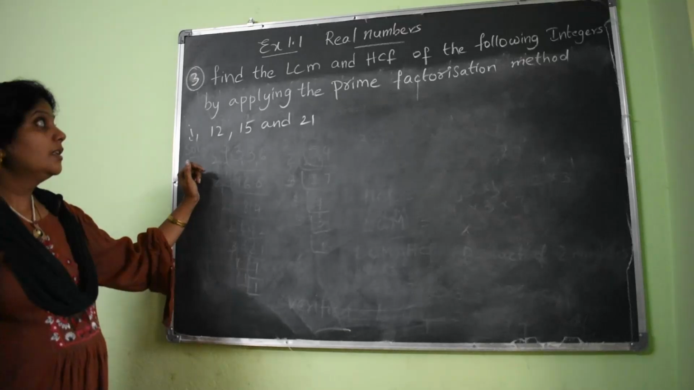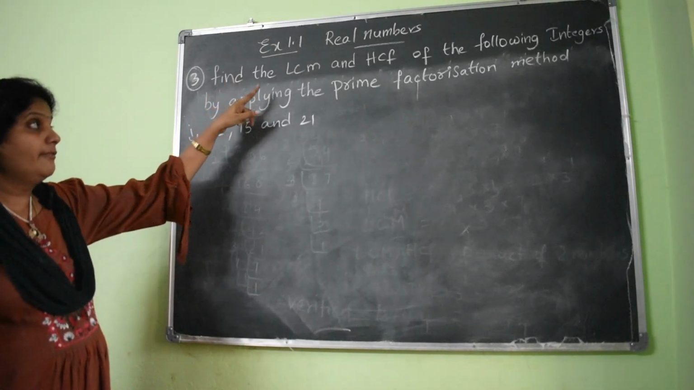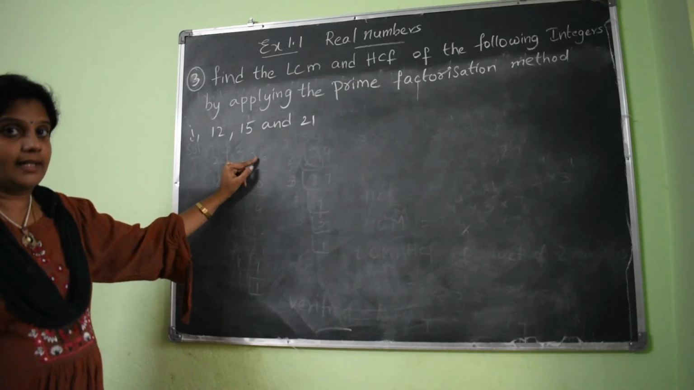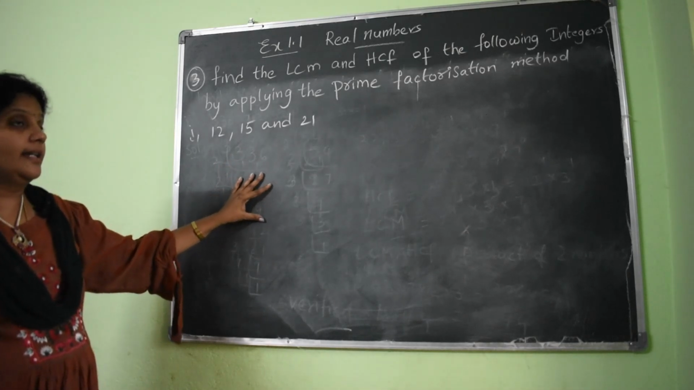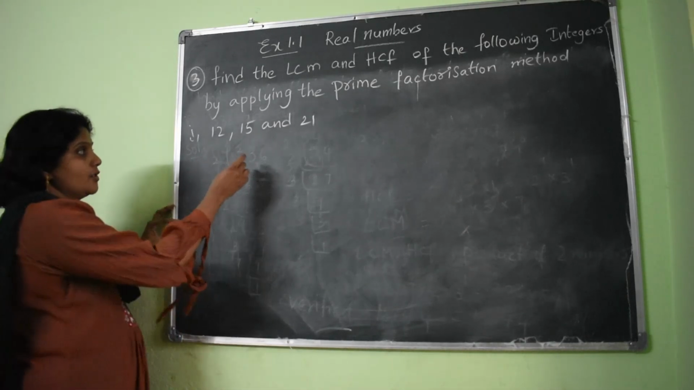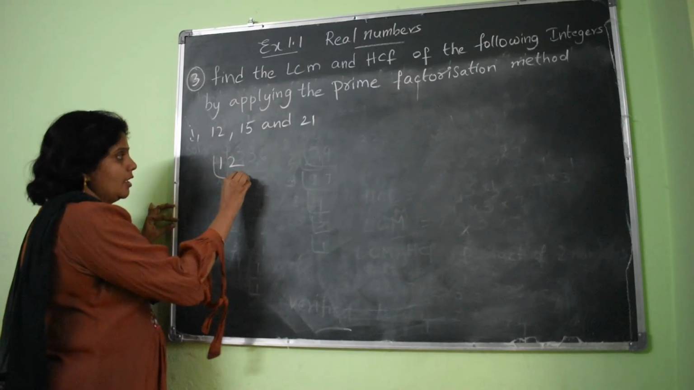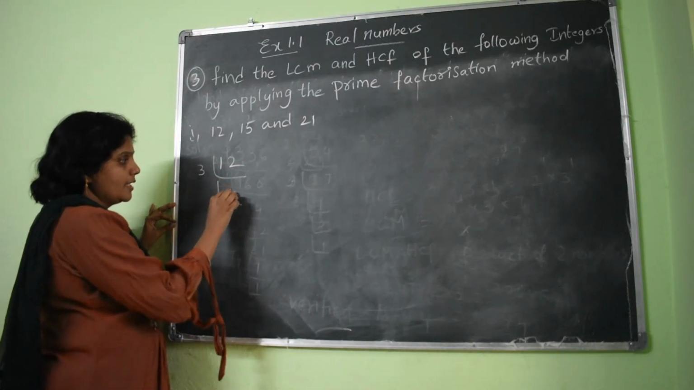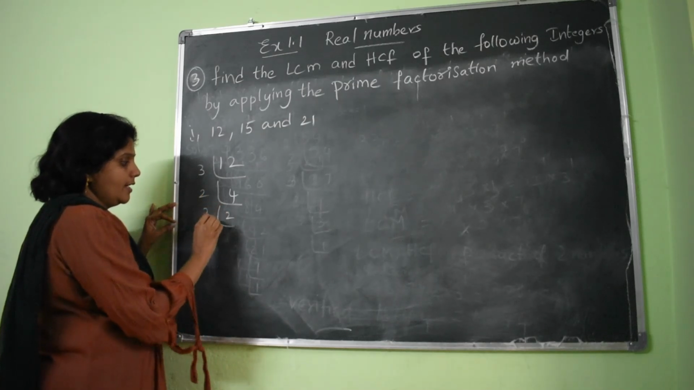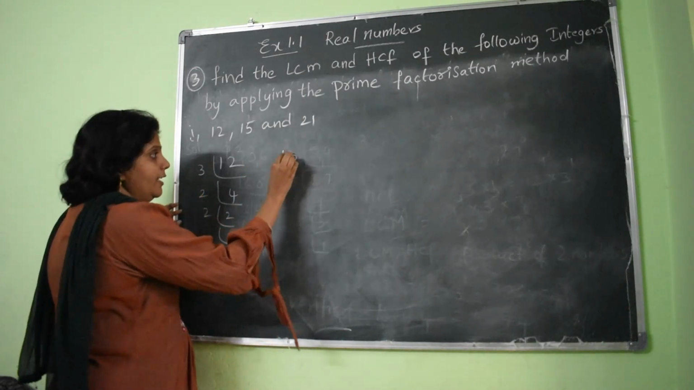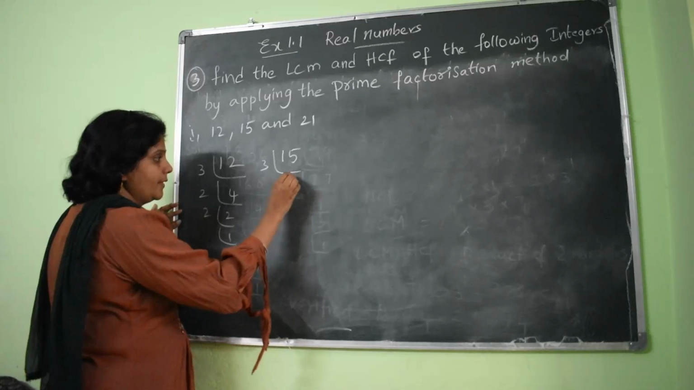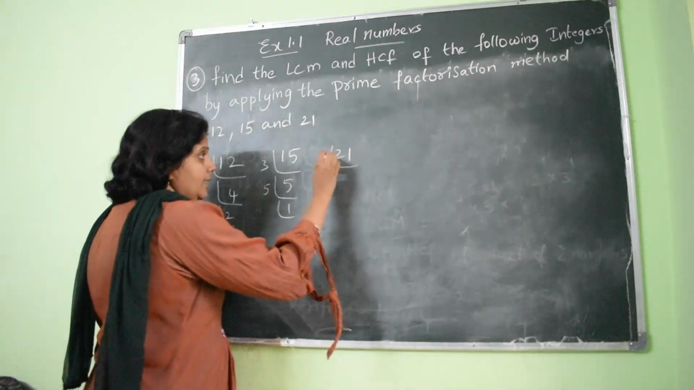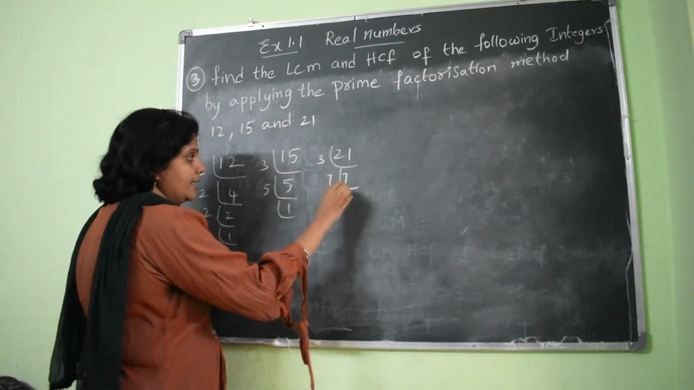It's the third problem. Here we need to find the LCM and HCF of the following integers by applying the prime factorization method. We need to find the LCM and HCF values of these three numbers. For 12, what are the prime factors? 3 fours are 12, 2 twos are 4, 2 ones are 2. For 15, 3 fives are 15, 5 ones are 5. And for 21, 3 sevens are 21, 7 ones are 7.